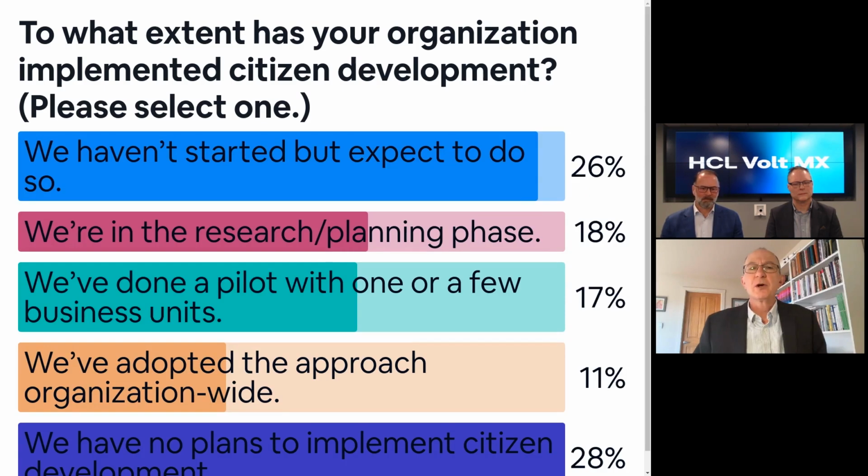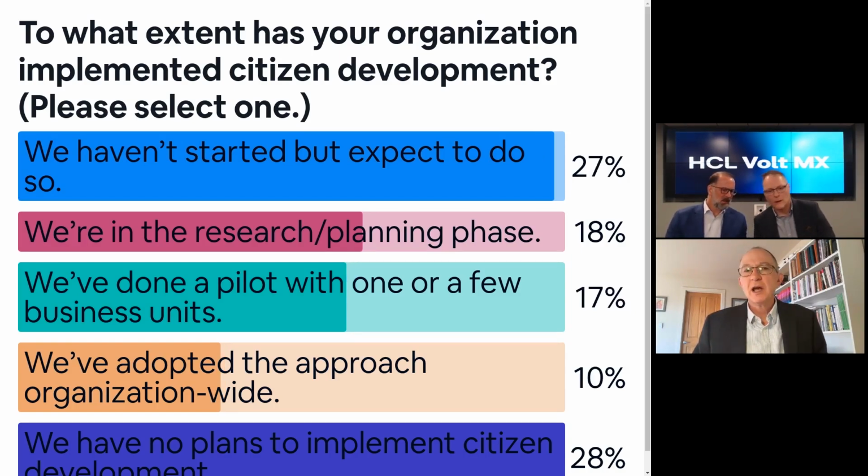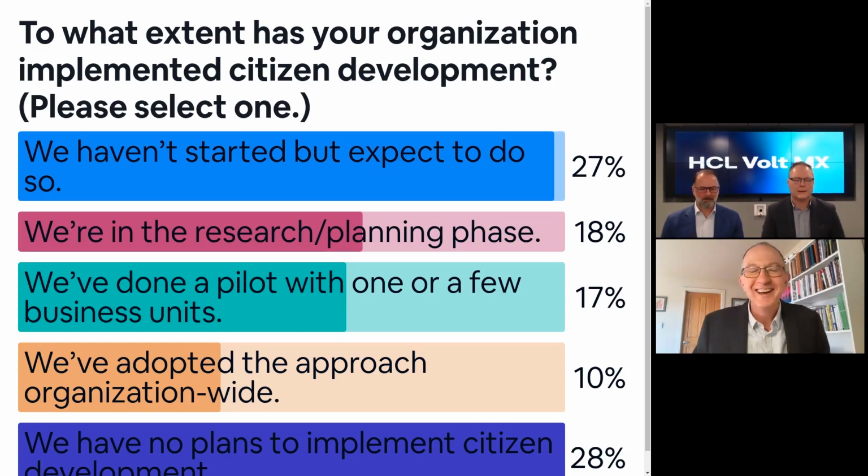Right now I'm looking at these charts and it looks like no plans is actually in the lead. But second is we haven't started, but we expect to do so. Well, I bet you some of the folks who are listening today might change their minds after they hear that citizen development isn't going to destroy their organization. But yeah, it's interesting. So the farther you get down the process, the fewer people are doing this. Apparently, you've got more people at the beginning stages. So what does that say to you, Richard and Andrew?